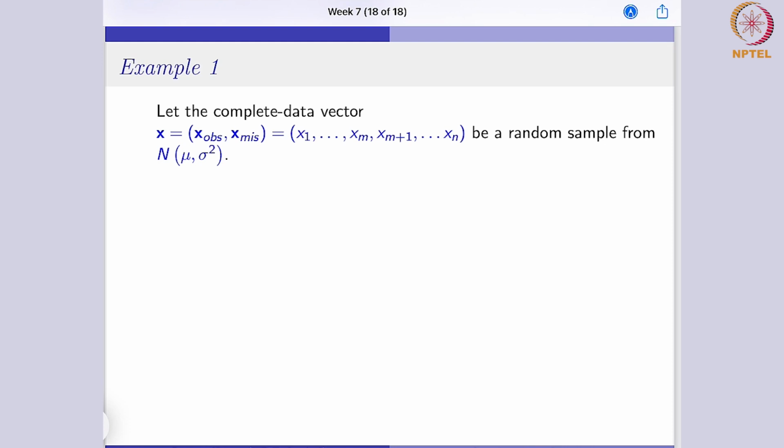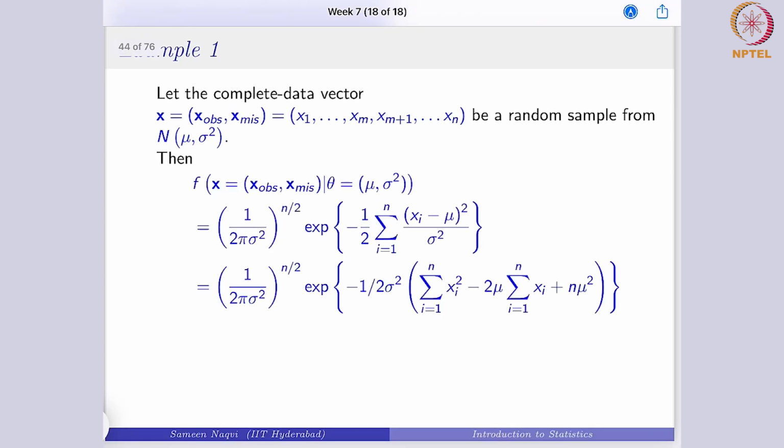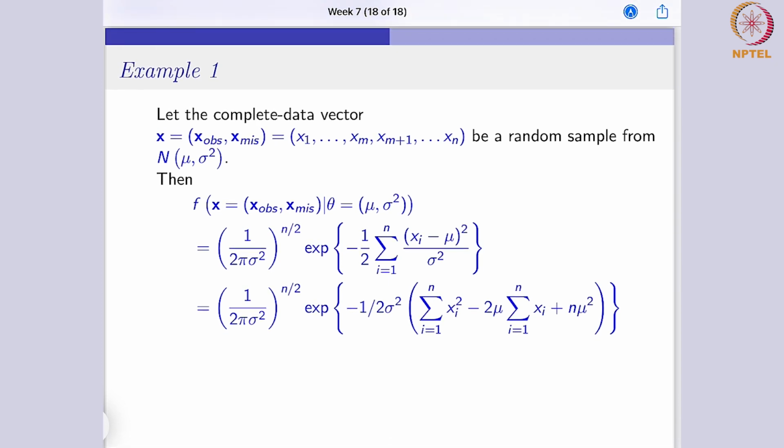Let the complete data vector, that is x observed, be a random sample from a normal distribution. So basically we are considering a normal distribution over here. In this case, we know what the likelihood function will be. We have seen it multiple times because the PDF is 1 over sigma root 2 pi e power minus 1 by 2 (x minus mu by sigma) whole square.